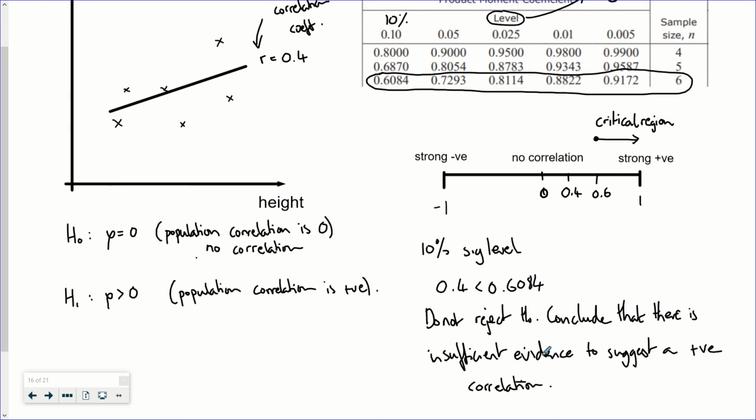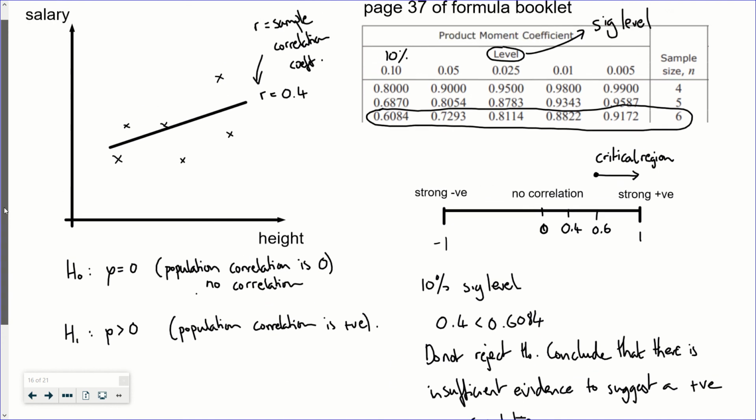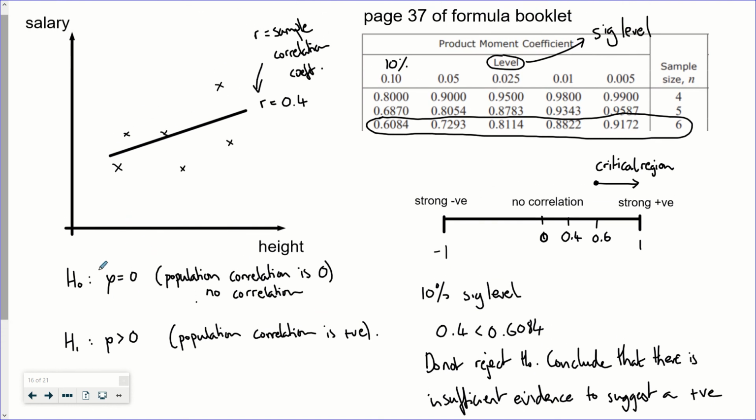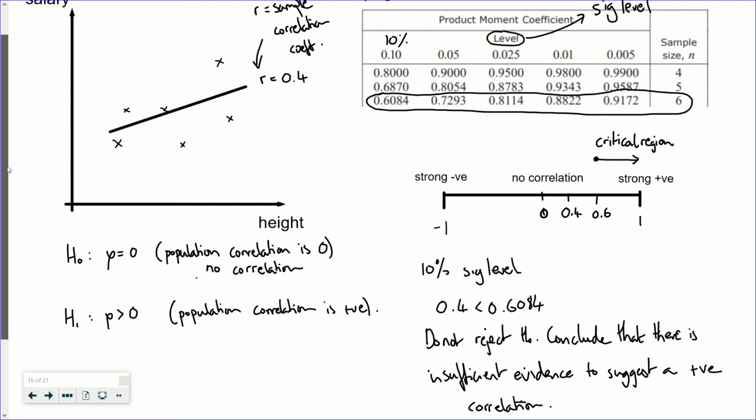The reason why I'm wording it like that is I'm not actually saying that I certainly know that the population correlation coefficient is 0. The reason why is because I've just got a sample. So I can't be sure that it's not just the case that I've chosen a sample that leads me to believe that there's no correlation. I might have taken a different sample or a bigger sample and concluded that there was a positive correlation.